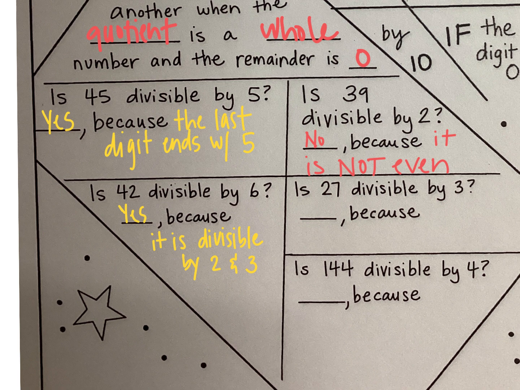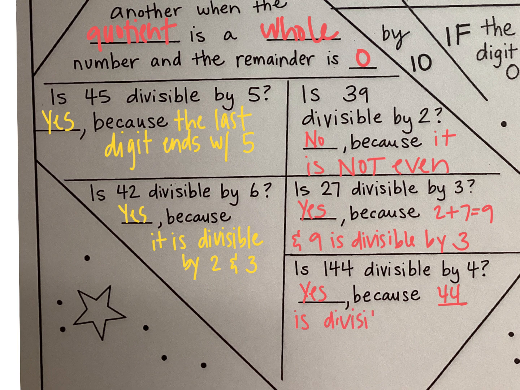Okay, is 27 divisible by 3, everybody? Yes. Why? Yes, because 2 plus 7 equals 9, and 9 is divisible by 3. And is 144 divisible by 4? Yes, because 44 is divisible by 4.